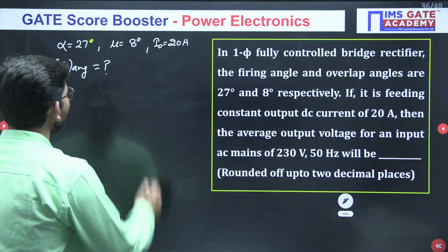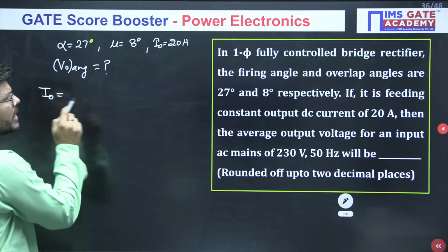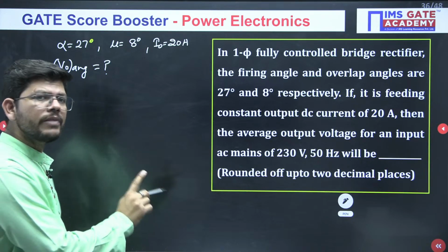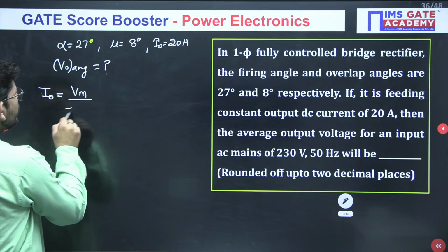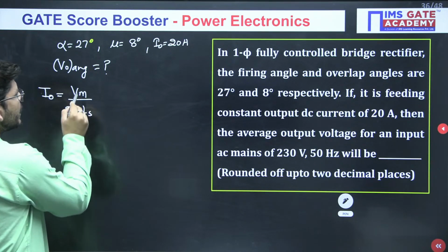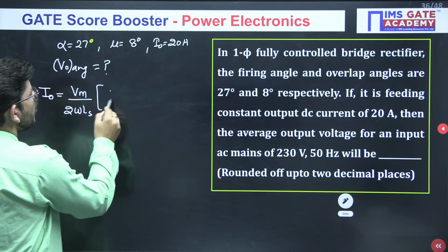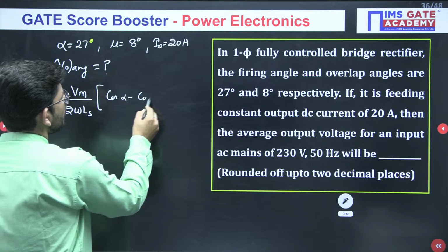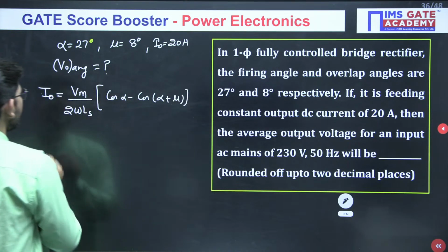Okay. So guys, we have been given with the current. So first of all, apply the expression for current. Whether it is single phase full control or 3-phase full control, the formula of current is same. Vm upon 2 omega Ls. And in 3-phase, you will take VML, line voltage. Cos of alpha minus cos of alpha plus mu. This is the formula. Okay.